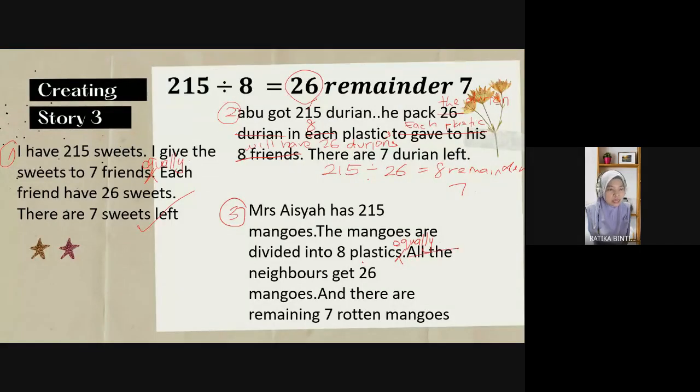Each plastic has 26 mangoes. And there are 7 remaining rotten mangoes. This one is also correct. Okay? Boleh? Okay, now.